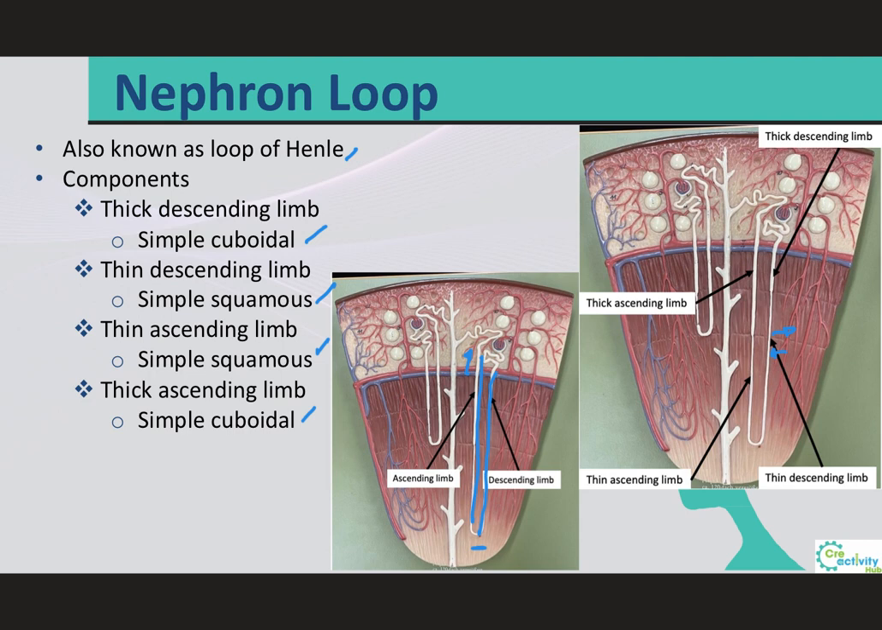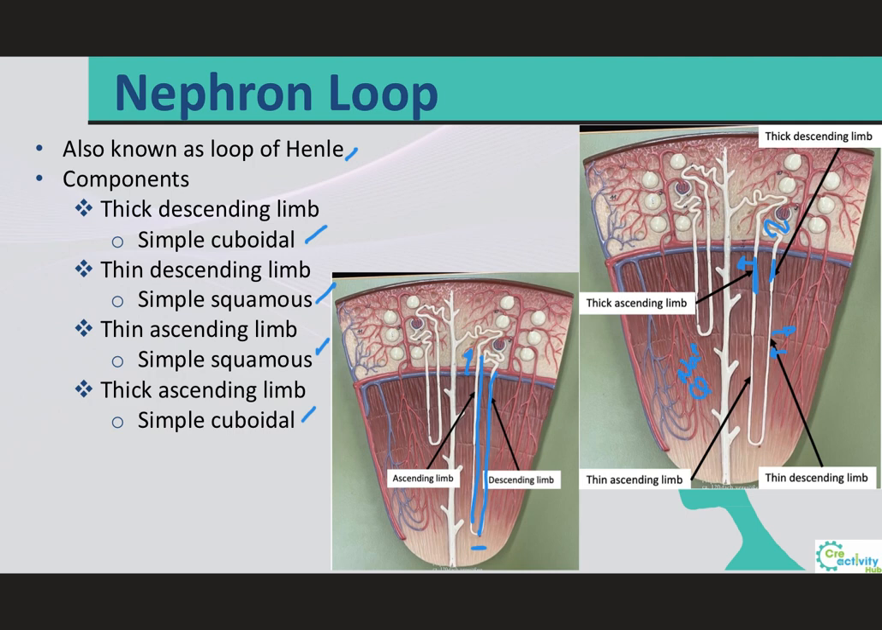Now in the thick descending limb, nothing much happens because it's a simple cuboidal epithelium and there's no microvilli like you have in the proximal convoluted tubule, so nothing much really happens. However, the thick ascending limb contains an active transport mechanism that will pump sodium and chloride ions out of the tubular fluid. And as a result, the medullary interstitial fluid will contain an unusually high concentration of solutes.